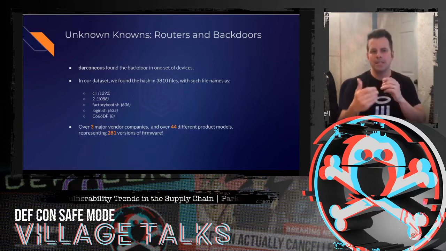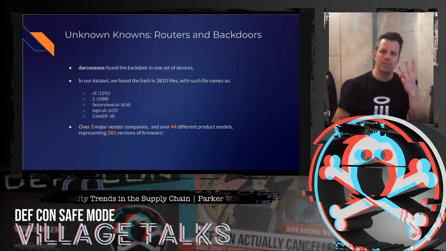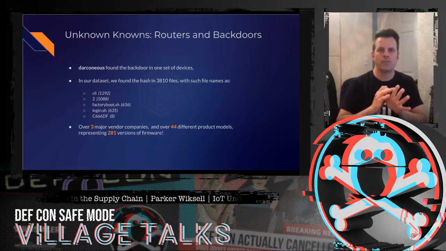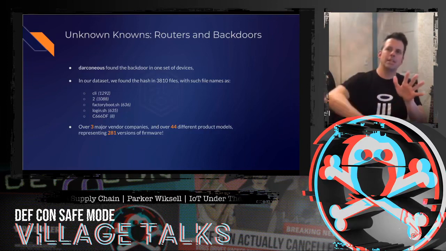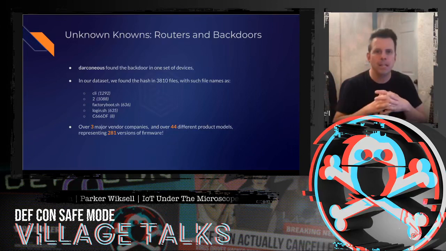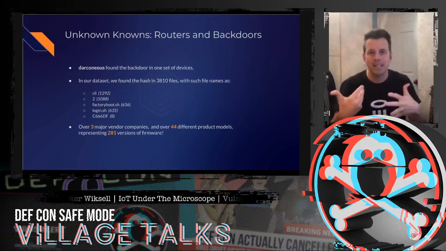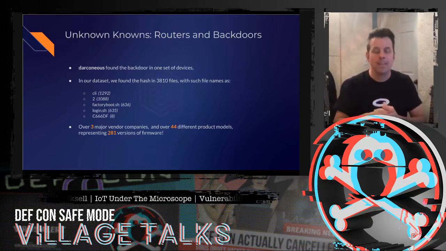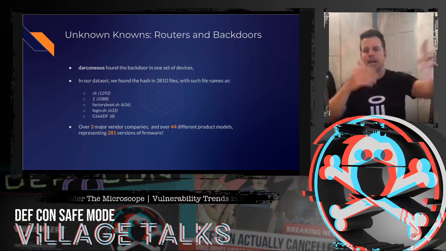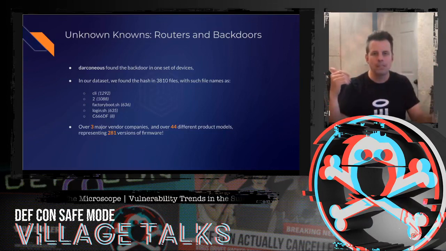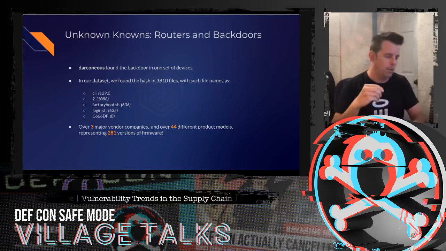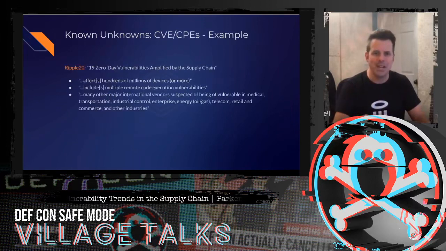And the thing is that three major vendor companies have this, 44 different product models, and 281 versions of this firmware. So this OpenWRT login.sh, this hash, has made its way into many, many different vendors. This isn't just one person accidentally downloading it and putting it in. This is the supply chain of people taking from A, who takes from X, who takes from Y, and it multiplies. So this is the heart of the problem. This is why we're in the bind that we're in, is the supply chain, okay?